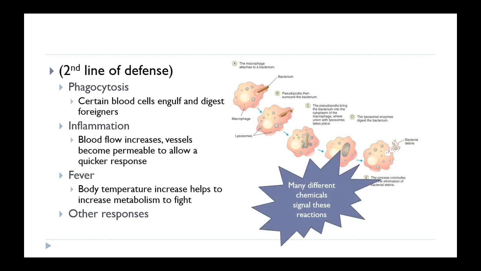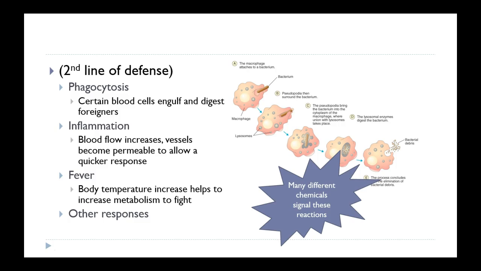So the second line of defense, again, this is innate, so this is kind of what you're born with, these general events, one of which is phagocytosis, and this is shown here in this diagram. And so phagocytosis, certain blood cells, there's a few different types that actually are able to do this, but they surround something and take it in and digest it.